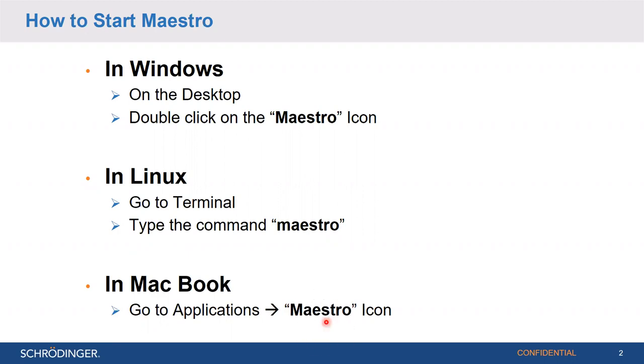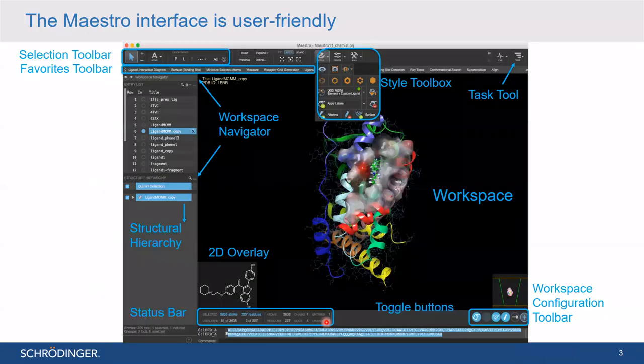Once it starts the visualizer, it looks something like this. It will show you this particular visualizer, but of course without these labels. We'll see in an overview what options are present in the Maestro visualizer. It looks like this, and you can see there are various options present. Don't be confused at this step. We will go through each option one by one, slowly.